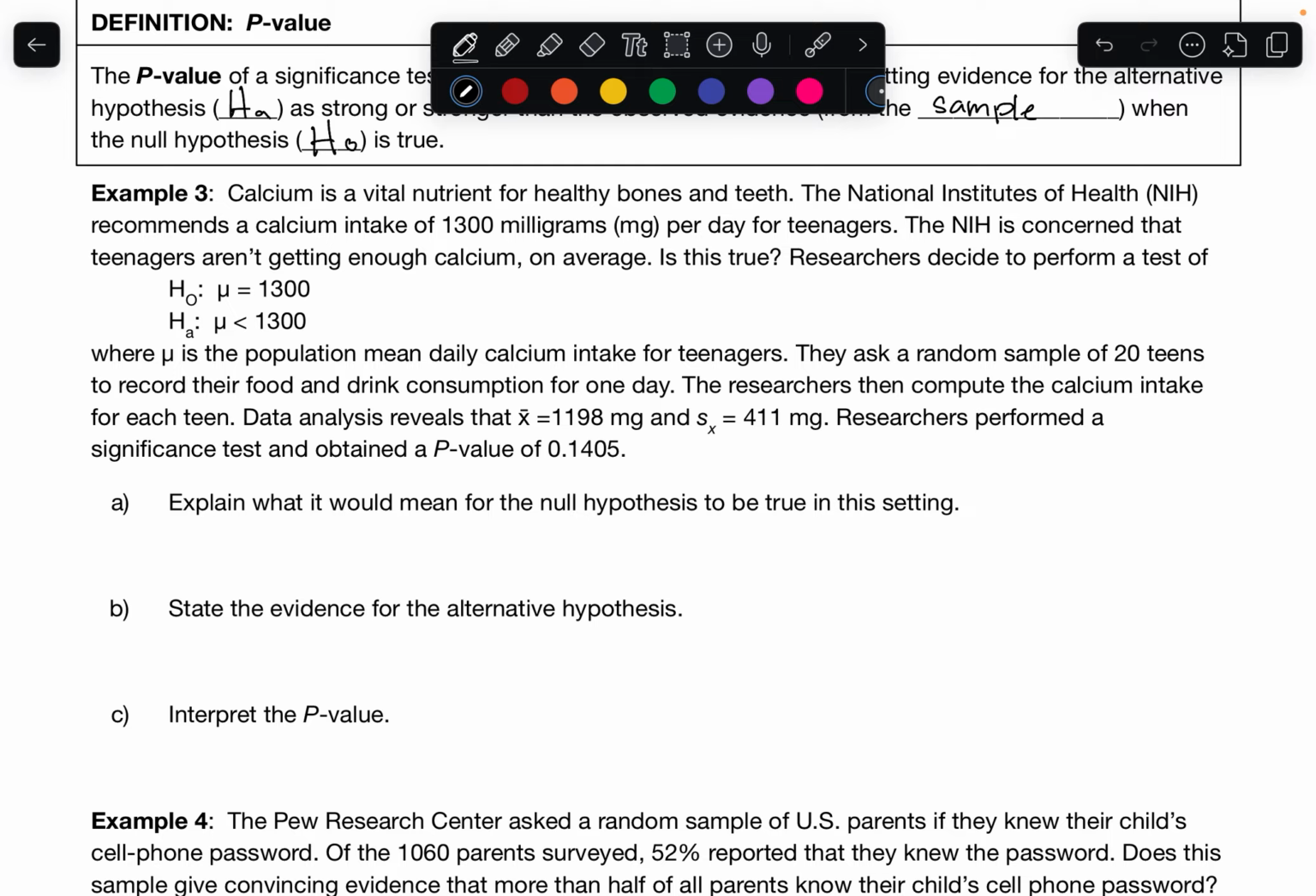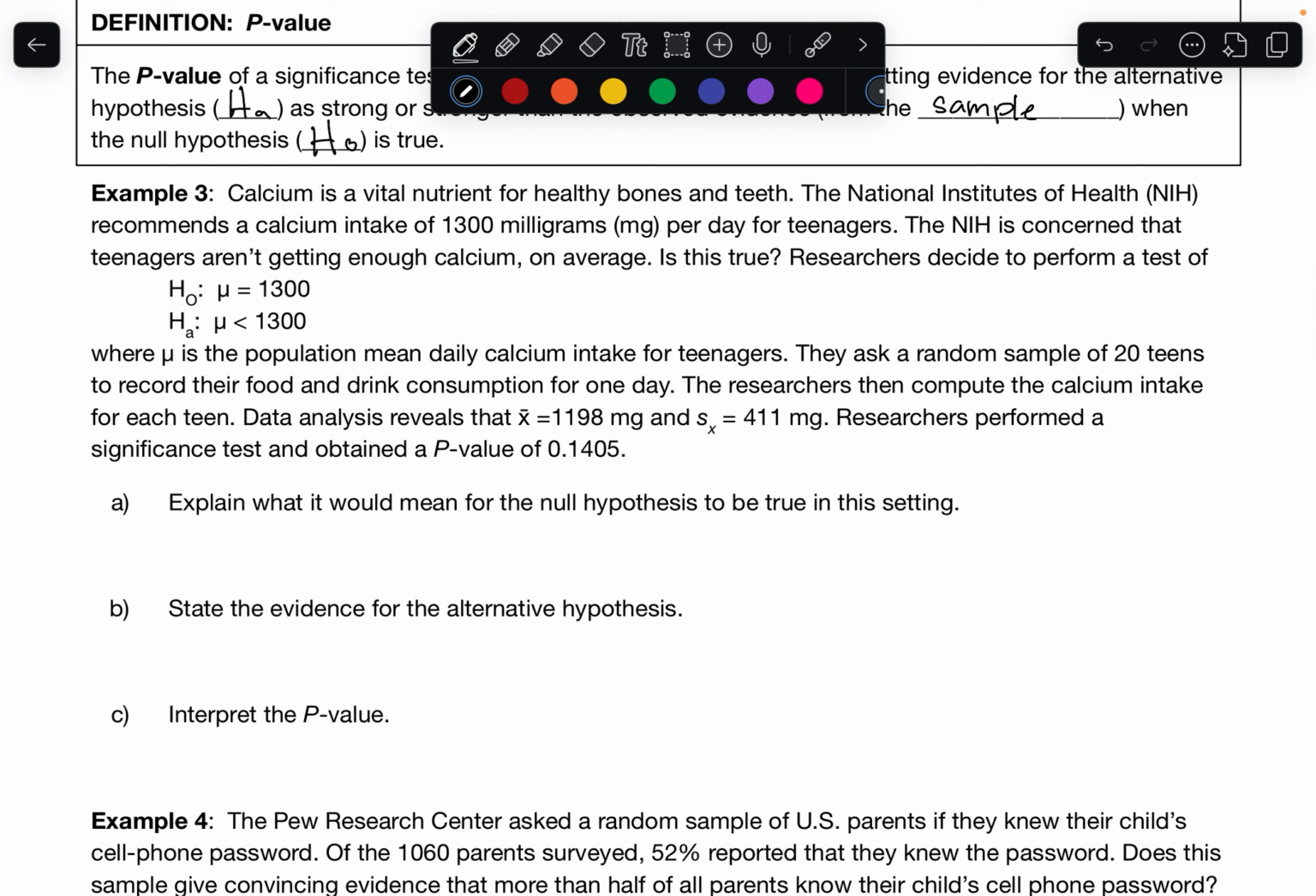Is this true? Researchers decide to perform a test of the hypotheses the mean is equal to 1,300 milligrams versus the mean is less than 1,300 milligrams, where mu is the population mean daily calcium intake for teenagers. They ask a random sample of 20 teens to record their food and drink consumption for 1 day. The researchers then compute the calcium intake for each teen. Data analysis reveals that the sample mean is 1,198 milligrams with a standard deviation of 411 milligrams. Researchers performed a significance test and obtained a p-value of 0.1405.